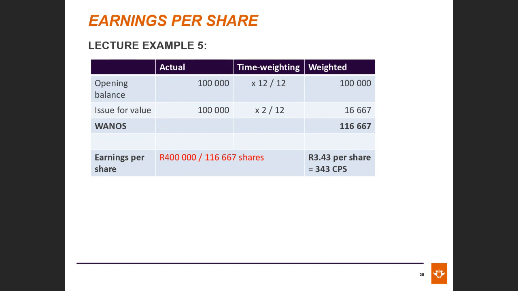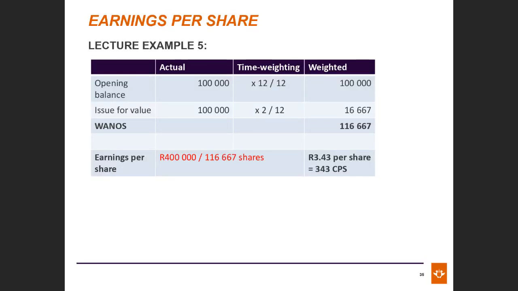So have a look here. We have a column actual. So our opening balance is 100,000. And then we actually did issue 100,000. So in our financial statements, where it discloses the number of shares in issue, we would have 200,000 shares in issue. But for the purposes of calculating our earnings per share, we have to weight it. So in reality, we do actually have 200,000 shares in issue. But the reason we are weighting it here is simply to calculate our earnings per share.